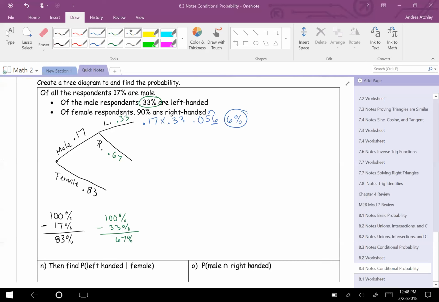Okay, then we're going to have this one is 0.17 times 0.67, which is 0.11. So 11% goes here. Any questions over that? Okay, the bell's about to ring. So we're going to stop right there for now.